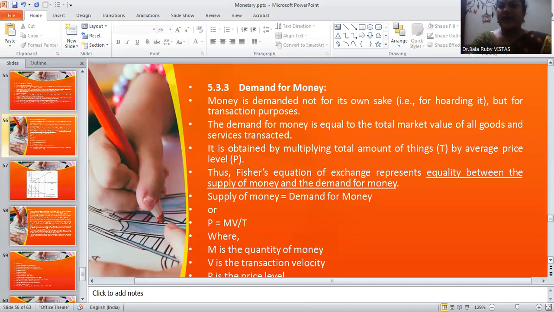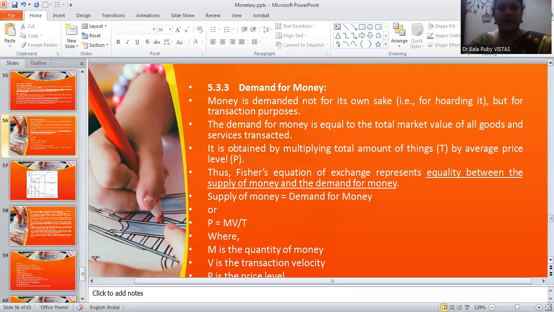So under this demand for money, money is demanded not for its own sake, but for the transaction purpose. So the demand for money is equal to the total market value of all the goods and services transacted. It is obtained by multiplying the total amount of things, that is T, by the average price level, that is P. Therefore, Fisher's equation of exchange represents the equality between the demand for money and supply of money. The supply of money is equal to the demand for money. This is the main concept of Fisher's equation of exchange.